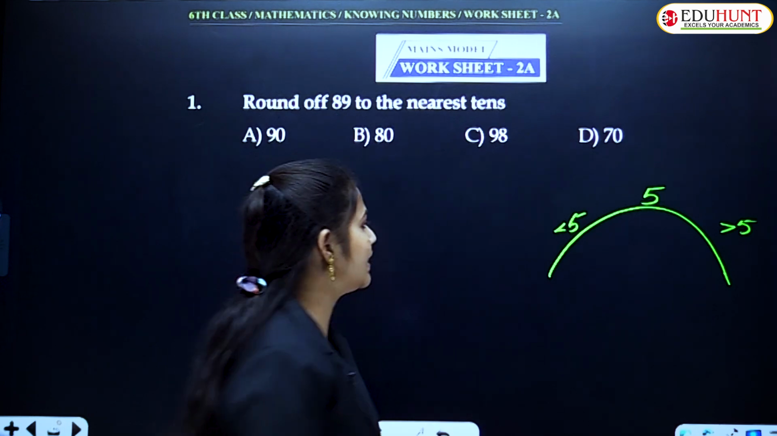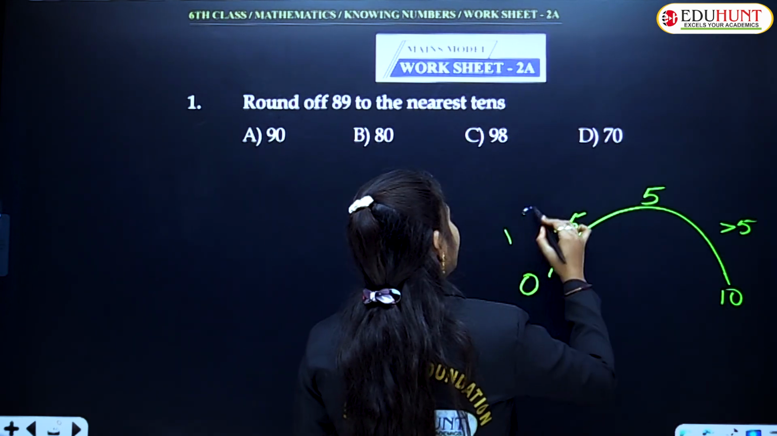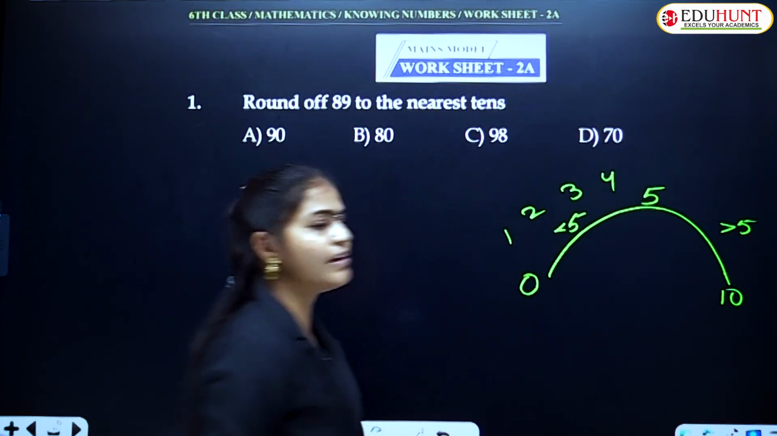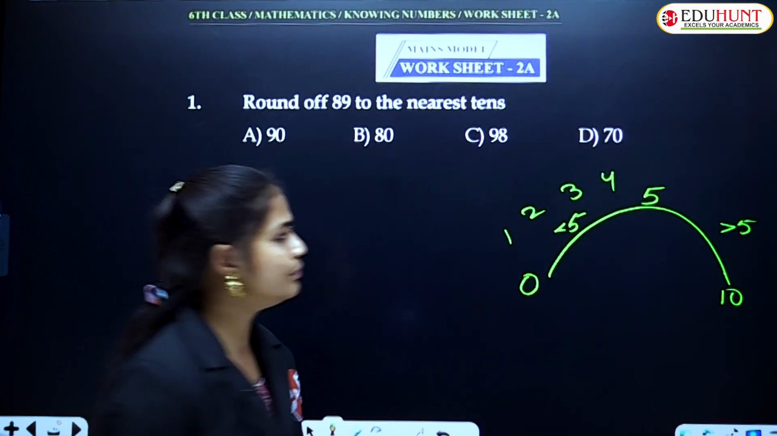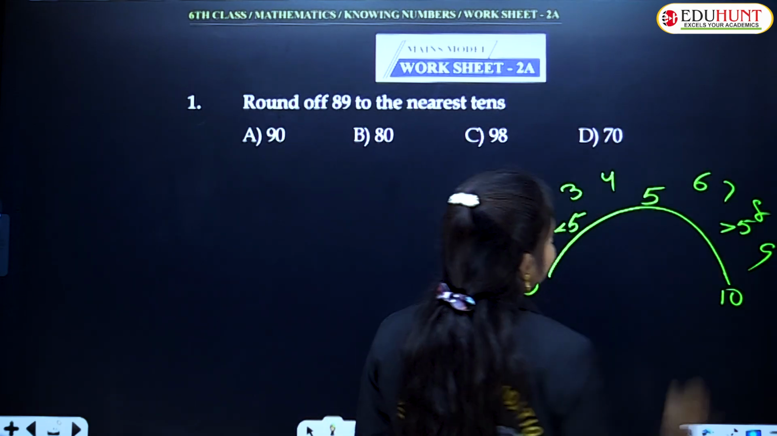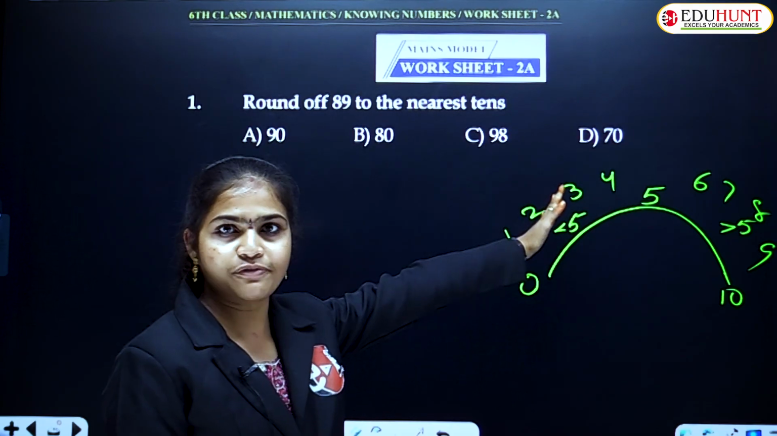How it works, I'll tell you. See here, this is 0 and this is 10. The values 1, 2, 3, 4 are all less than 5, no? And on this side, 6, 7, 8, 9 are all greater than 5.